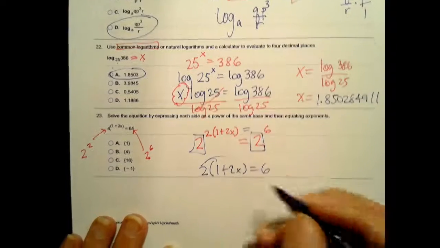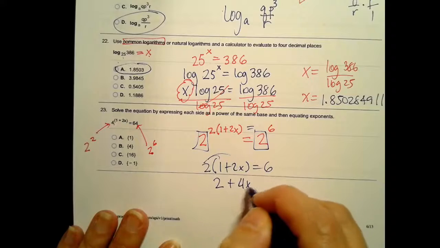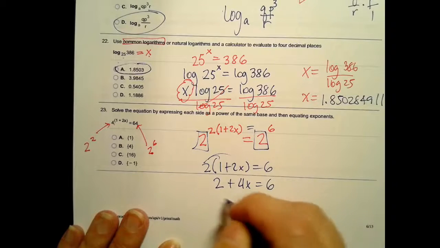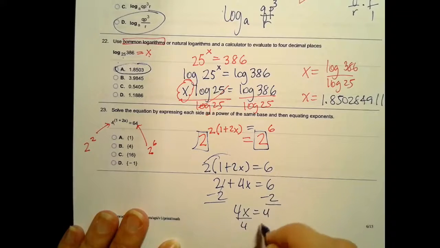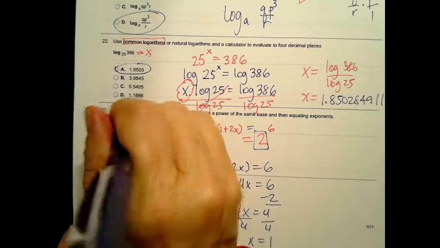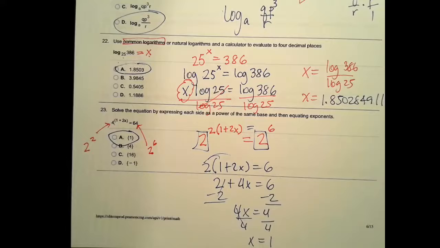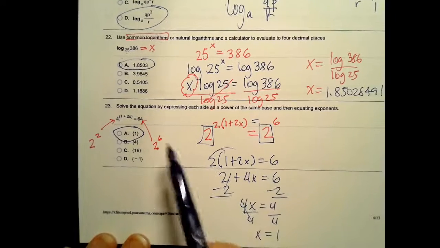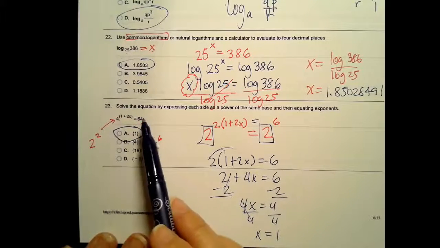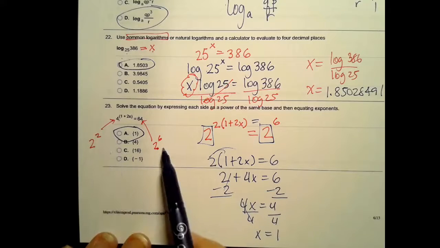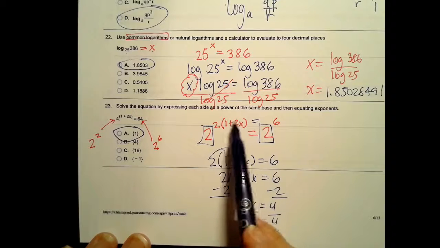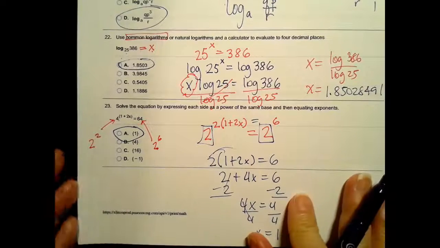So I'll distribute. This is a baby equation, like from Algebra 1. And then I'll subtract my 2. And then I'll divide by 4. So x had to be equal to 1. Okay? x had to be equal to 1. So how did I do that? I wrote them as powers or exponential expressions. And the bases were the same. It worked out. I took my exponents and put them equal to each other.